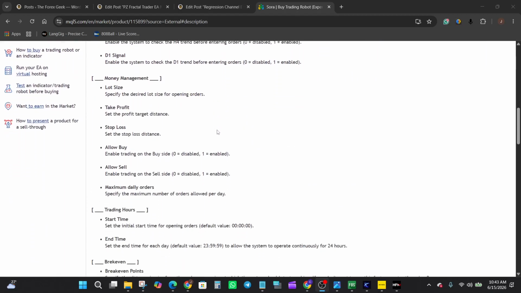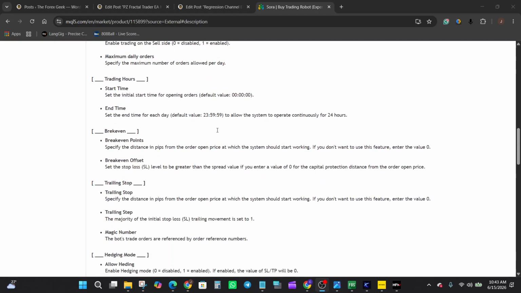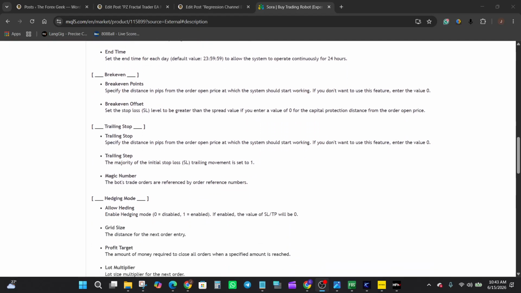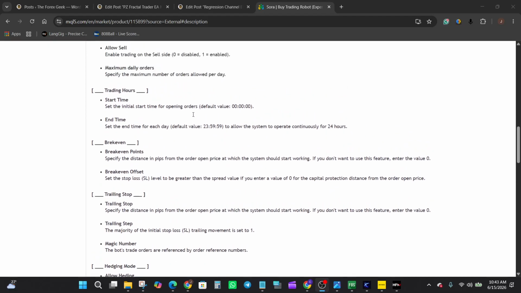These filters can be enabled or disabled depending on how much higher time frame confirmation a trader wants before allowing new entries. Now, risk management options are also quite extensive. Users can define lot size, take profit, stop loss, maximum daily orders, and choose whether buy or sell trading is permitted.